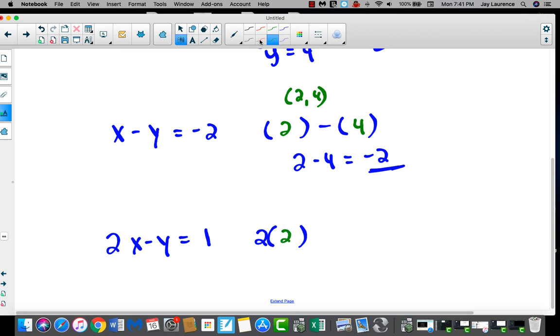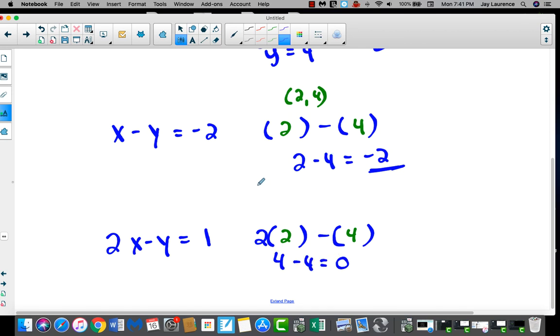y2, because that's the x-coordinate. Then I'm going to subtract y's value. I don't know if you notice, I always use parentheses when I substitute in. And I'm going to see if that equals 1. Does that equal 1? Well, 2 times 2 is 4. 4 minus 4 equals 0.